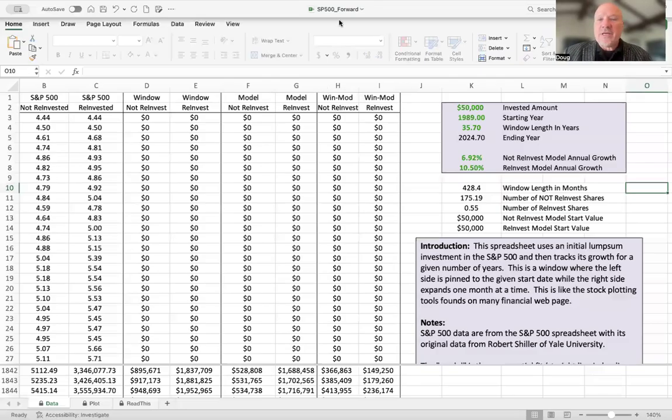Now let's have a look at the S&P 500 forward spreadsheet. This allows us to have a look at what our investments might be like as we would actually experience them, starting with some invested amount, say $50,000, in 1989 and going on for, say, 36 years. Let's have a look at the plot.